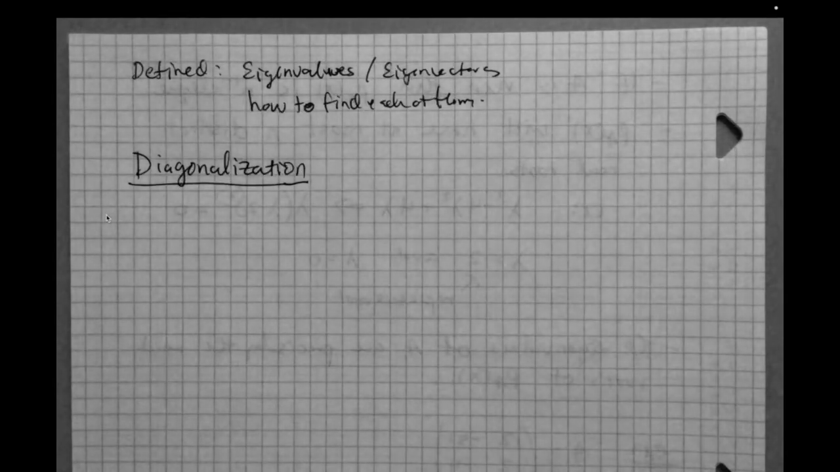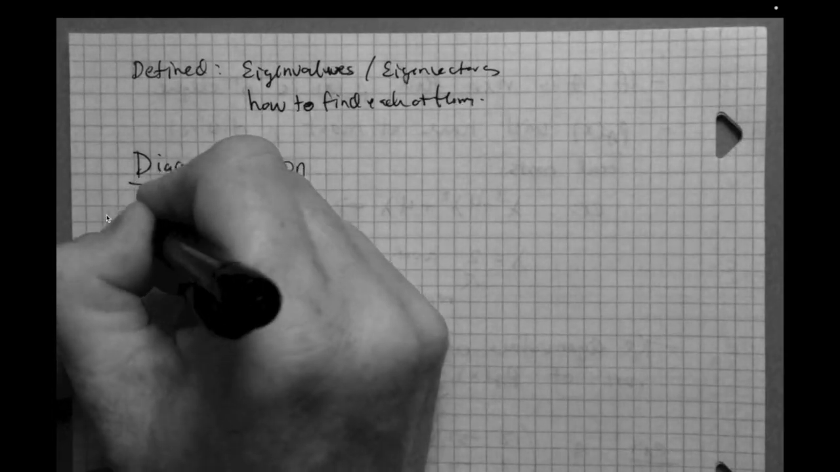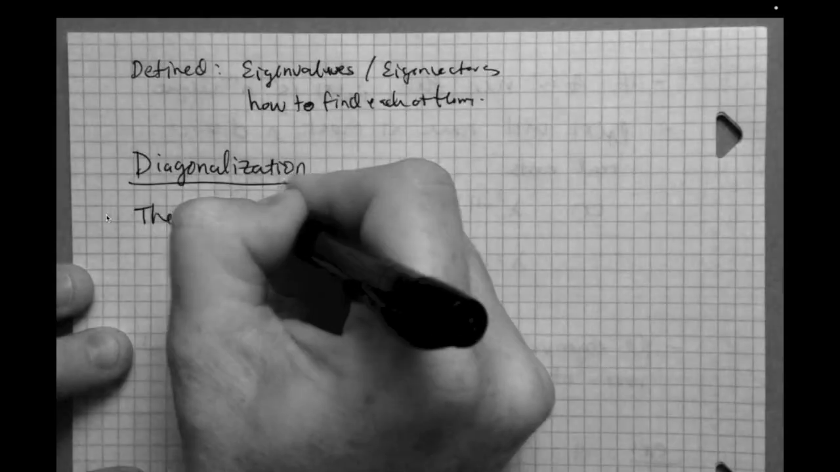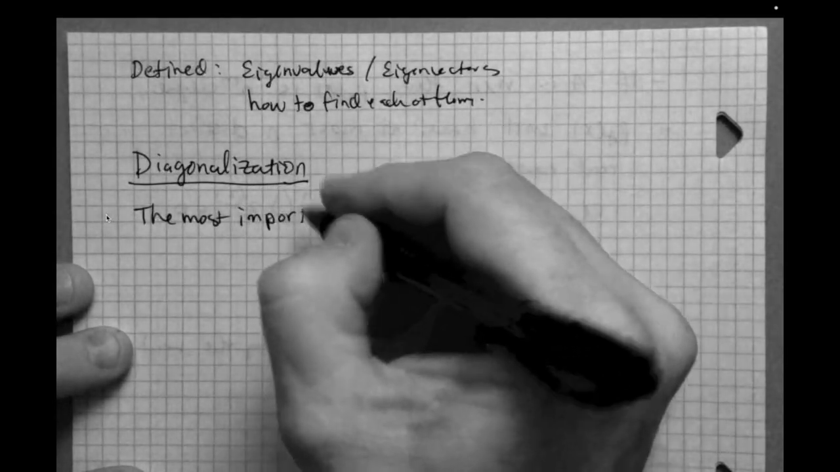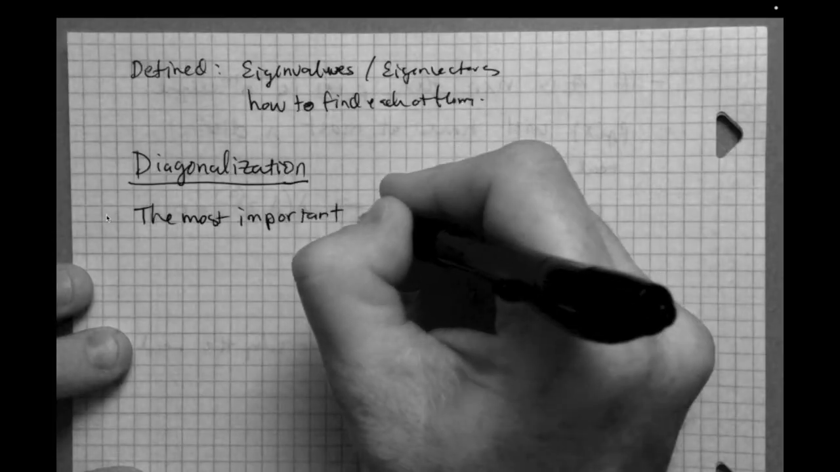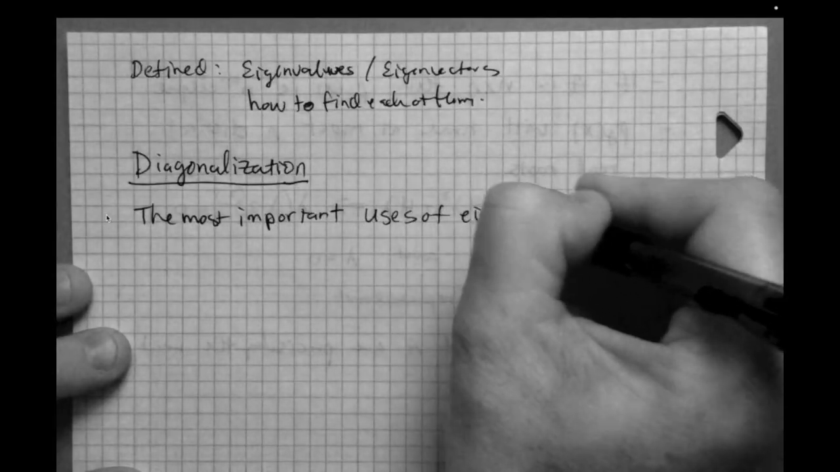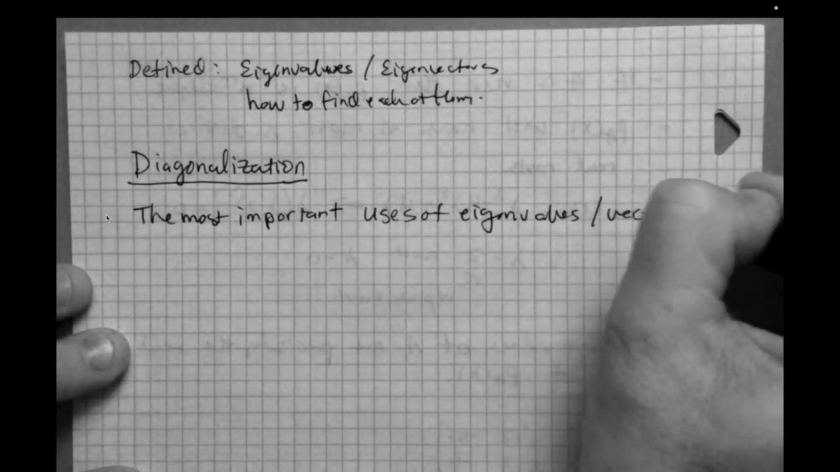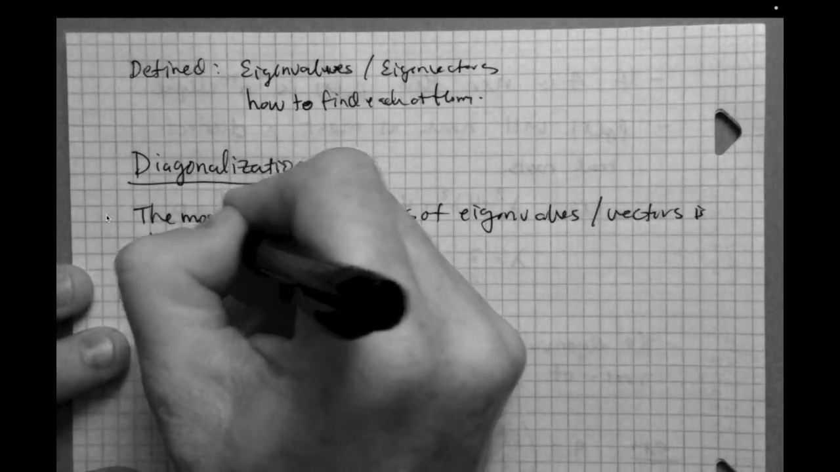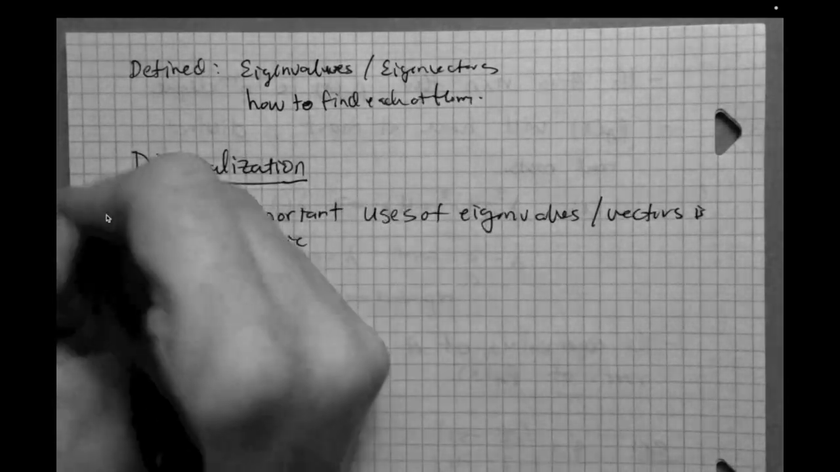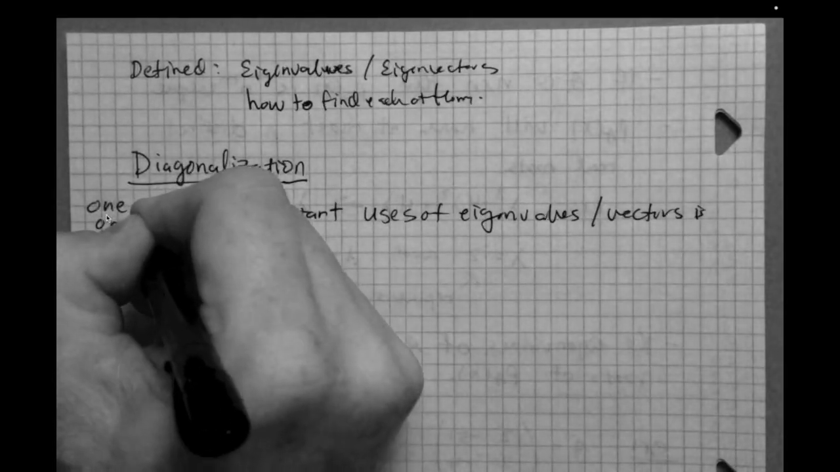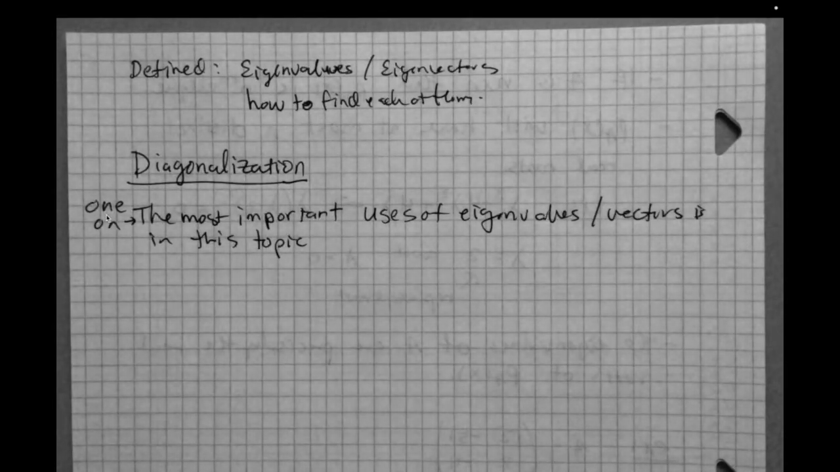Okay, so we want to move into diagonalization. And really, one of the most important uses of eigenvalues and eigenvectors is in the diagonalization of a matrix, right? Probably the most important, if you can say such things, uses of eigenvalues and eigenvectors is in this topic. Maybe I should say one of the most important uses.